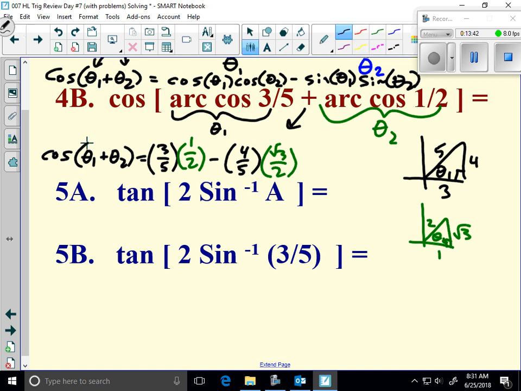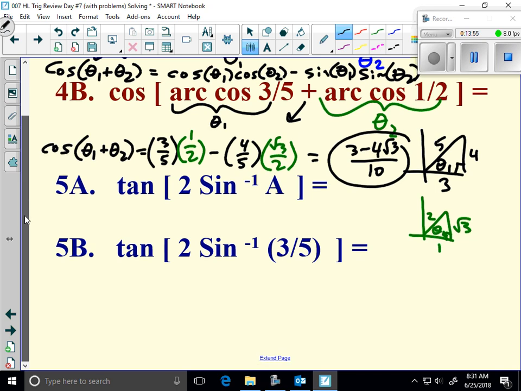Now, like I've said in the past, these will have common denominators. It looks like my answer here will be 3 minus 4 root 3 over 10. And I would be okay with that answer. That would be perfectly fine.